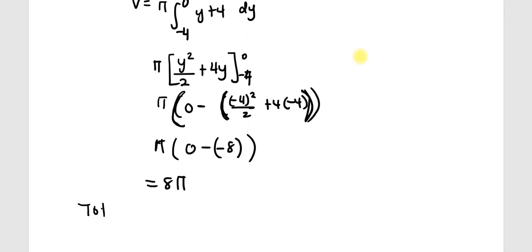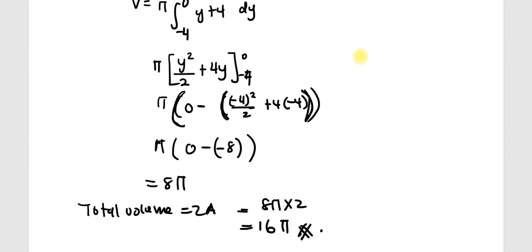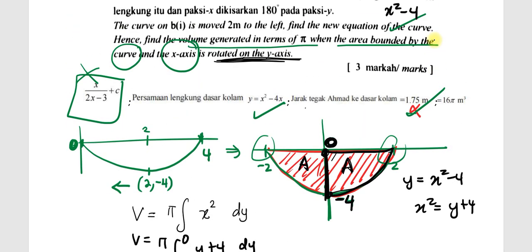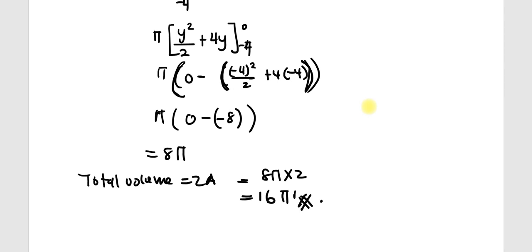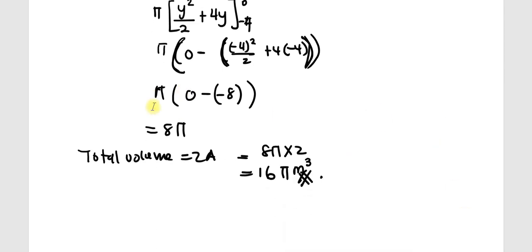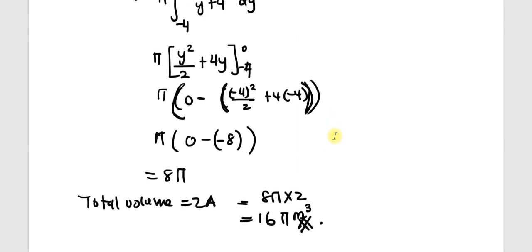So total volume is what? Total volume is 2A. So that means that 8 pi you have to multiply by 2. So you get 16 pi. And the answer again is tally. Just that I missed out the unit. Don't write unit cube because we know everything is in meter. Okay, so meter cube for this particular question. Okay, so 16 pi meter cube.